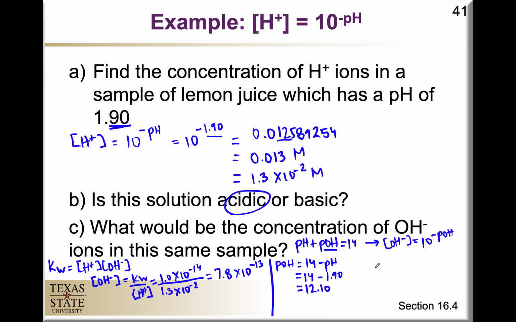And then I come to that second equation and I say, okay, my hydroxide ion concentration is equal to 10 to the minus 12.10, and that is equal to 7.9 times 10 to the negative 13, and that's molar units, of course, which is very close to the answer that we got with this other method. Either method would work. In this particular case, the first method was easier simply because we had already done the calculation on part A.